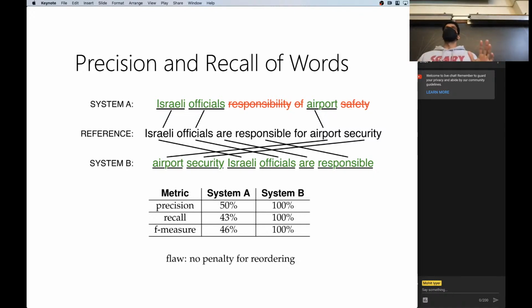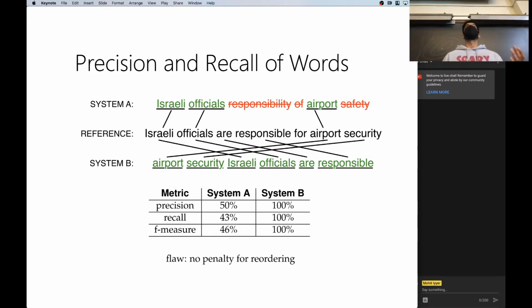Of course this has a lot of issues. One is it doesn't penalize reordering of these words at all, right? So system A produced "Israeli officials' responsibility of airport safety," and system B produced "airport security, period, Israeli officials are responsible." System B has all the same words as the reference, and it gets 100% on precision and recall, despite being a bad translation, right? If you gave this to a human, the fluency would probably be like 1 out of 5. But using precision and recall at the word level gives you inflated scores. So we might want something that considers word order.